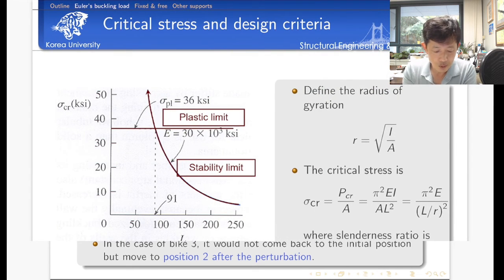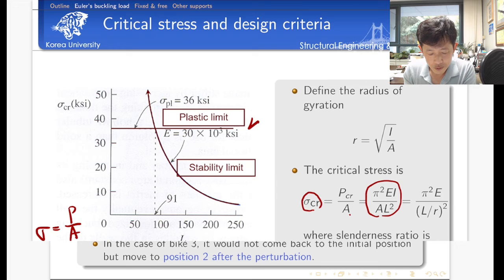So now let's try to calculate the stress value. For example, the first stress is the plasticity limit, applied force P divided by area. This is the plastic limit. And the second one is stress from the critical buckling load divided by the cross-section area. The critical stress value, P critical divided by the area, is given by this equation. If you look at this equation carefully, the critical stress is inversely proportional to the length squared. That's why it naturally has this curve here.